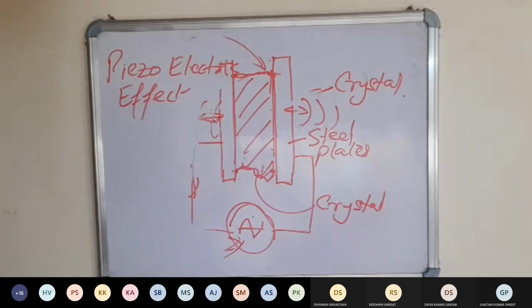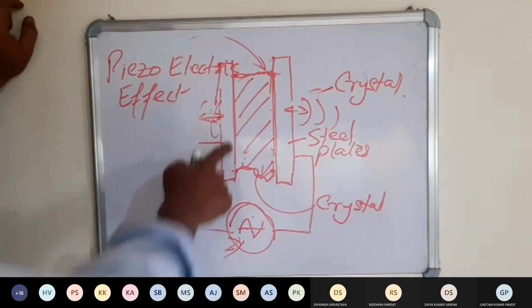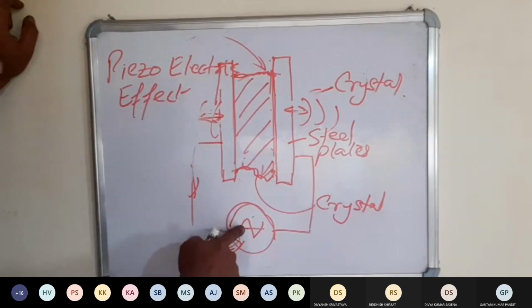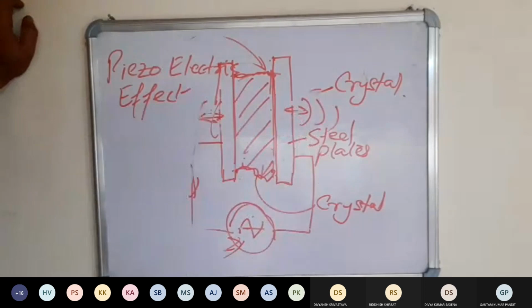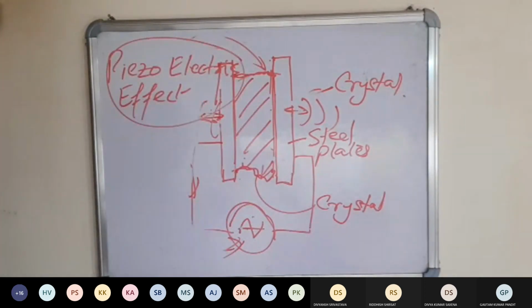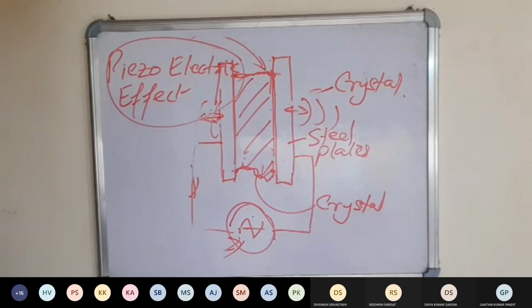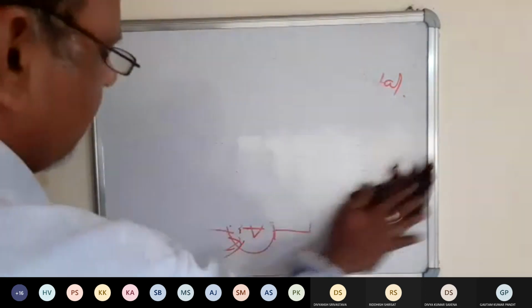This particular phenomenon, as we have seen, that the crystal, when applied with pressure, produces current, and when applied with current, produces vibrations. This principle is called the piezoelectric effect. The same principle is used to make it a transducer. What do we do? How is it utilized in converting into a transducer?